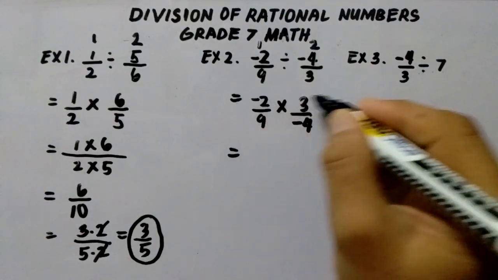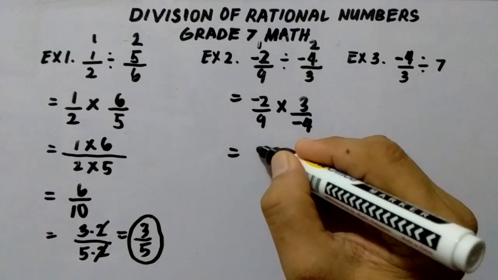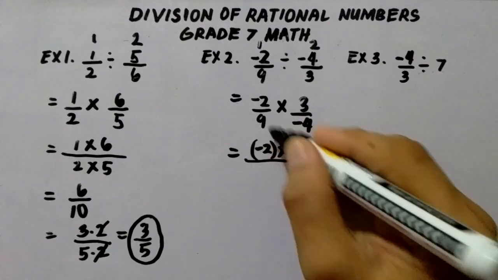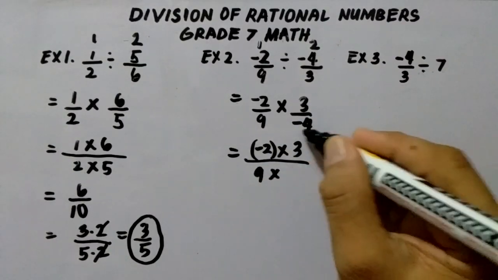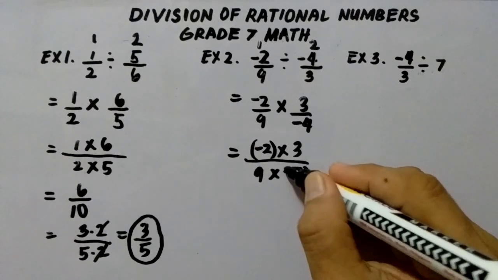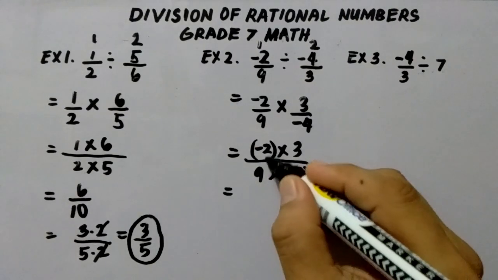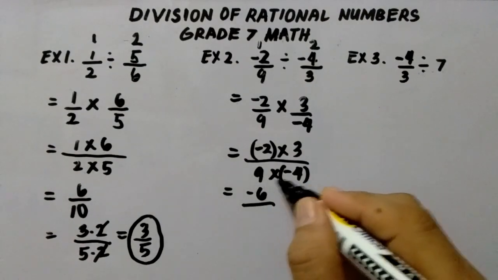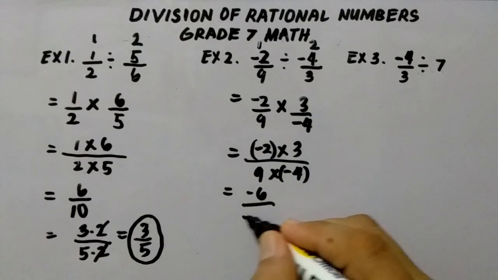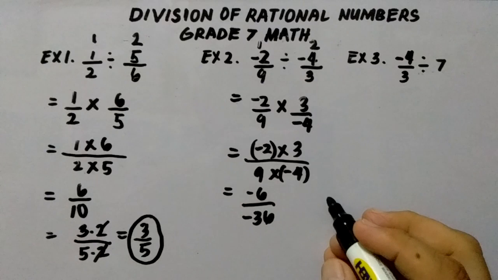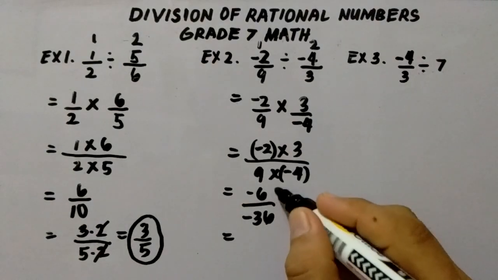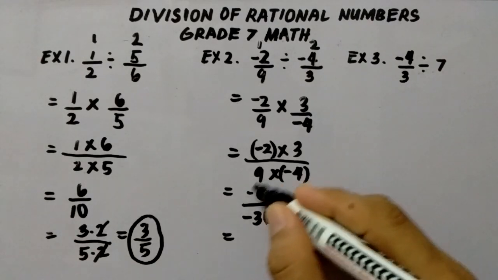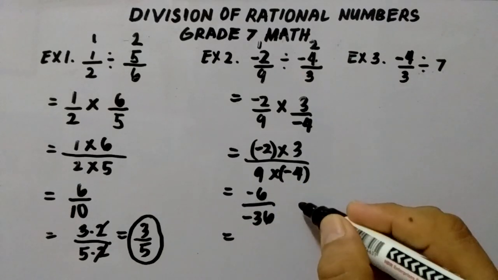Okay, equals. Then let's multiply. Negative 2 times 3 over 9 times negative 4. Then equals negative 2 times 3, so that is negative 6 over, so 9 times negative 4, that is negative 36. Okay, so equals. Okay, so this is not yet the final answer. Okay, so pwede pa po itong i-simplify. So, we will reduce this into lowest term.